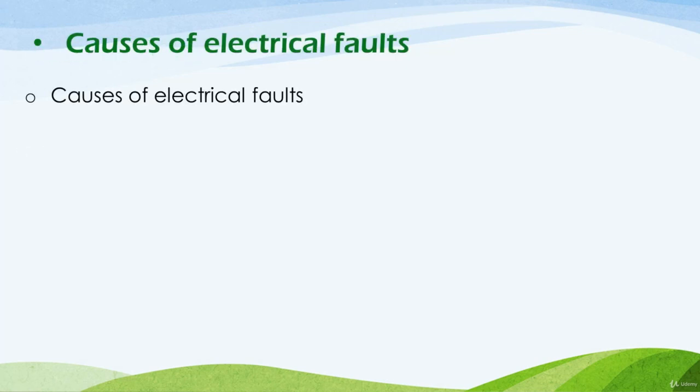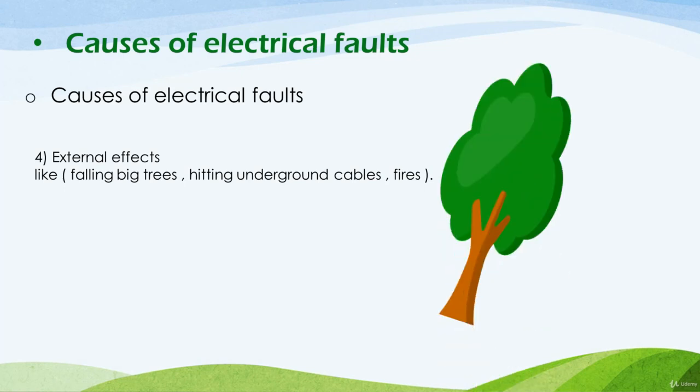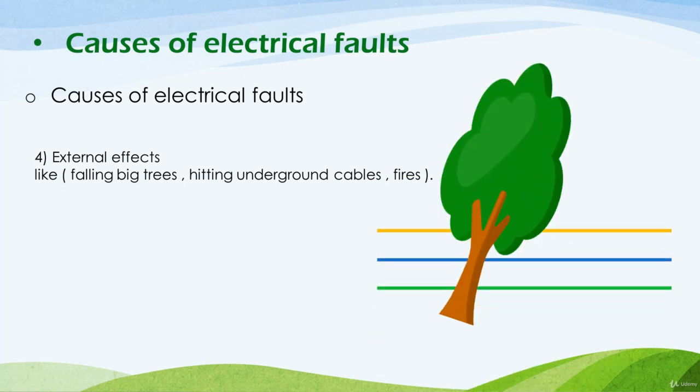So let's go ahead. The first cause we have now is some external reasons that cause electrical faults, like the case in which a big tree falls on the electrical conductors on the different phases, which makes the different phases touch each other, creating a short circuit condition. And this tree may also cut the different phases, which makes an open circuit condition.